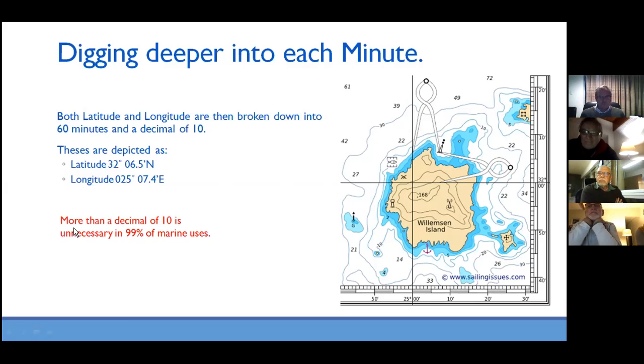Okay, we don't need to go beyond a decimal of 10. A decimal of 10 is 99% accurate enough, unless you're going into very, very fine areas where you're probably going to do visual navigation. Any navigation that needs more would be a decimal of 100 or a decimal of 1,000. Modern GPSs will give you three decimals, which is beyond accurate, and it's unnecessary from a nautical navigational point of view.